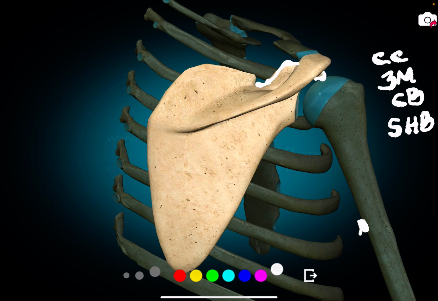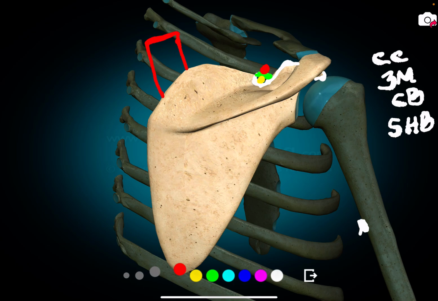Then there is the suprascapular notch, where there is a ligament, the transverse scapular ligament. Below the ligament passes the suprascapular nerve, and above it passes the suprascapular artery. Nothing is attached to the superior border, but to the medial border is attached the levator scapulae.